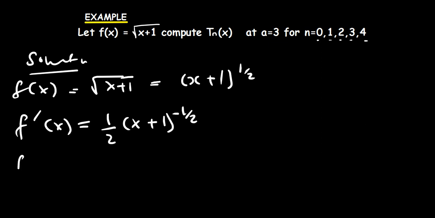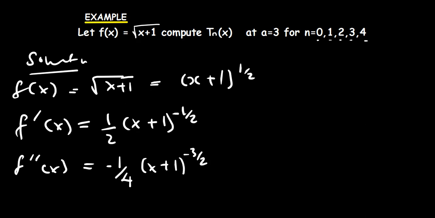So then I have f double prime of x is going to be equal to, there I can drop the power and multiply, so negative half multiplied by half, and I get negative 1 over 4, then x plus 1 to the power negative 3 over 2. Then I can go f triple prime of x is going to be, I multiply 3 over 2 by 1 over 2, that's going to give me a positive because negative by negative, and I get 3 over 8 times x plus 1 to the power negative 5 over 2.